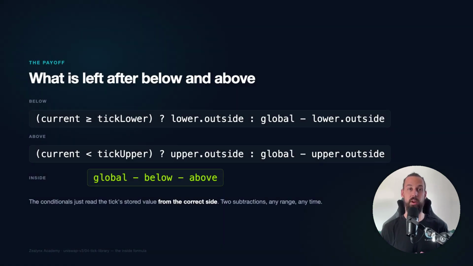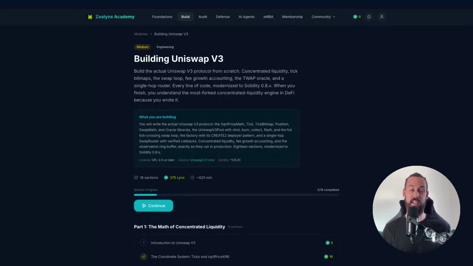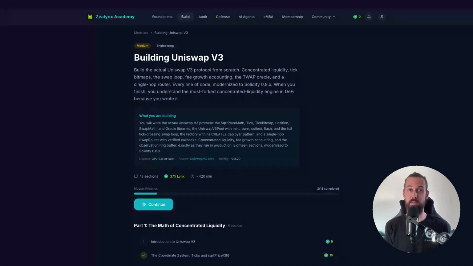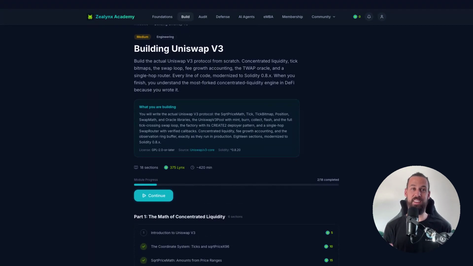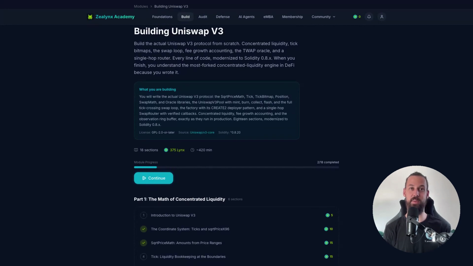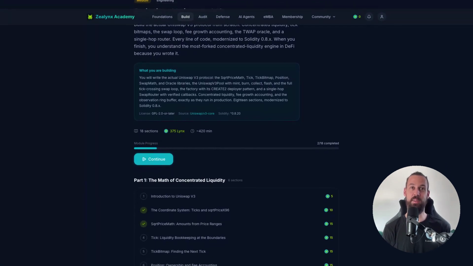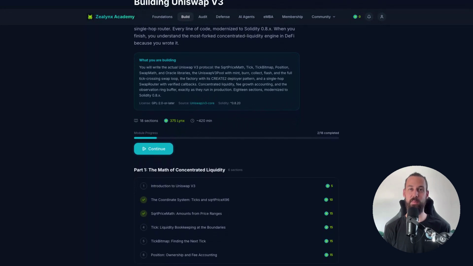One subtraction per crossing. No history, no loops. And once you have correct outside values on both boundary ticks, fee growth inside the range is just what's left after you remove everything below and everything above. Below, above, and then inside equals global minus below minus above. The two conditionals just read from the correct side. If price is at or above the lower tick, that tick's outside value is the below side growth. If price is under it, the outside value is describing the other side. So the below side growth is the complement.